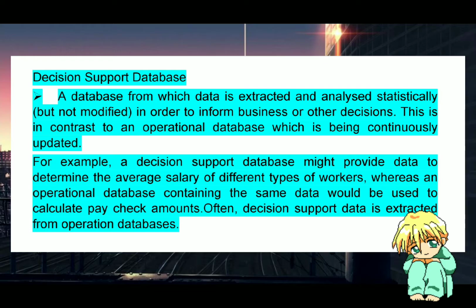Decision Support Database. A database from which data is extracted and analyzed statistically but not modified in order to inform business or other decisions. This is in contrast to an operational database which is being continuously updated. For example, a decision support database might provide data to determine the average salary of different types of workers, whereas an operational database containing the same data would be used to calculate paycheck amounts. Often, decision support data is extracted from operational databases.